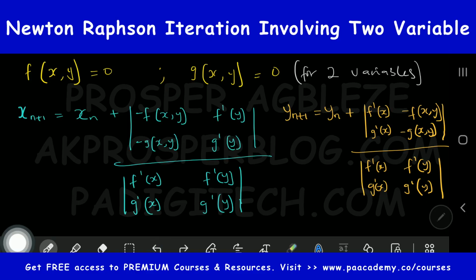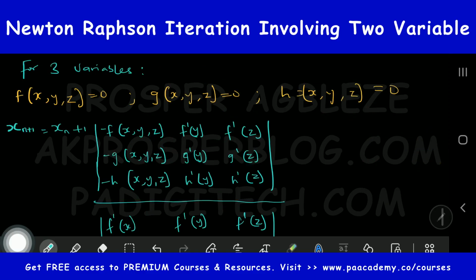Let me go ahead and write out the three variables. If you are dealing with three variables, most times they are x, y, and z. If you want to write this out, you can just pause the video and write it out while I write out the three variables. So here is the representation for the three variables.